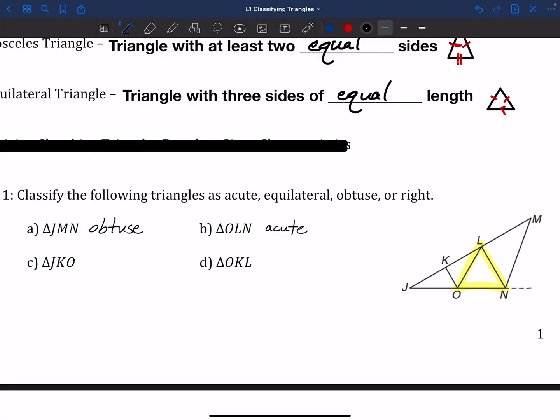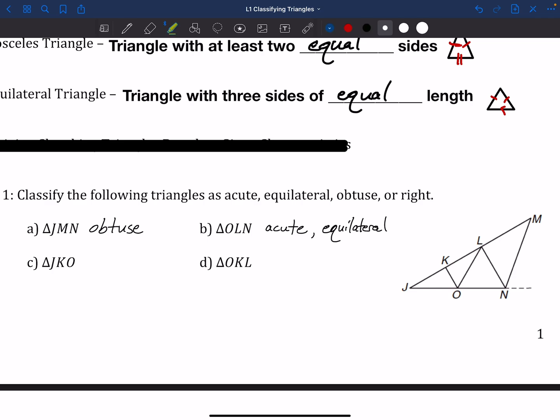And then we're also going to take a look and say, all right, those sides also look like they're about the same length, right? So we can also call that equilateral. So we can do both, right? You can give it more than one name as long as it matches up with the right criteria.